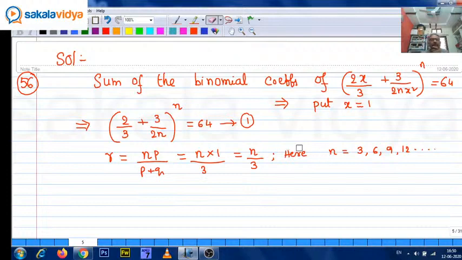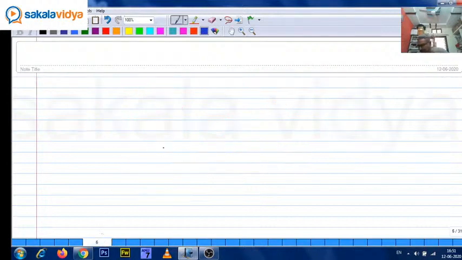For example, if you take n is equal to 3, what happens now? 1 by 2. 1 by 2 means 4 plus, no, 64. 64 means 2 power 5 you will be getting. Right, something might be wrong in the question. Okay, I will check later. I will discuss this question later. Okay.